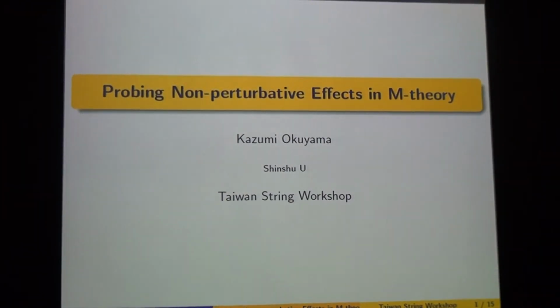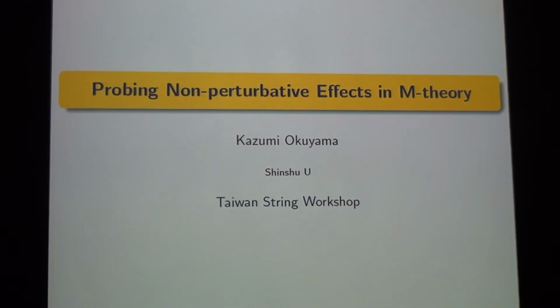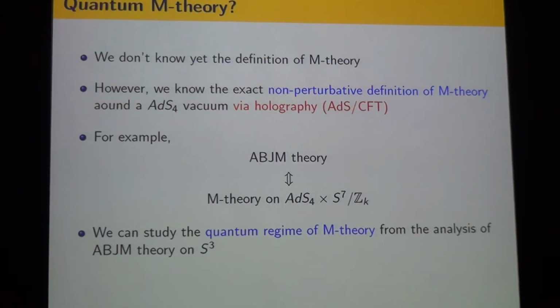First of all, I'd like to thank the organizers for giving me the opportunity to speak here. I'd like to talk about non-perturbative effects in M theory. Of course, this question is quite difficult to study because we don't know how to compute such non-perturbative corrections from first principles. But if we focus on a very special type of vacuum, the AdS4 times S7 manifold, we can use holography and consider the dual field theory as the non-perturbative definition of the theory.